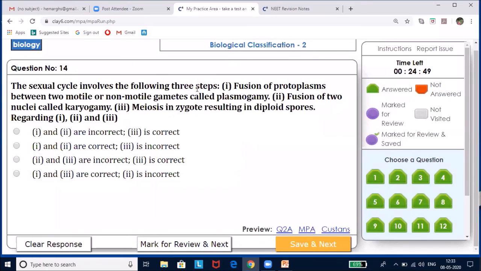The sexual cycle involves the following 3 steps. Fusion of protoplasm between 2 motile or non-motile gametes called plasmogamy. Fusion of 2 nuclei called karyogamy. Meiosis and zygote resulting in diploid spores. Now we need to find out. Fusion of protoplasm between 2 motile or non-motile gametes is called plasmogamy. Yes. Fusion of 2 nuclei, karyogamy is correct. Meiosis and zygote resulting in diploid spores, this is wrong. So 1 and 2 are correct and 3 is incorrect.